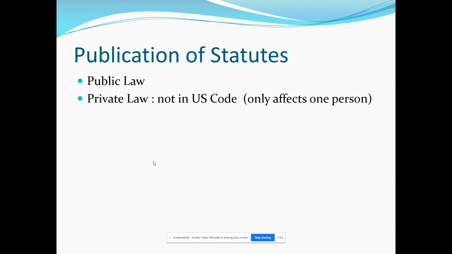The private laws, they are not in the U.S. Code. It only affects one person. Maybe it's some sort of pardon or a granting of, not immunity, what I'm talking about, giving a refugee status in the United States, giving them asylum. That's the word I was looking for. So those are private laws. Public laws, private laws. So we really are only concerned with public laws here.